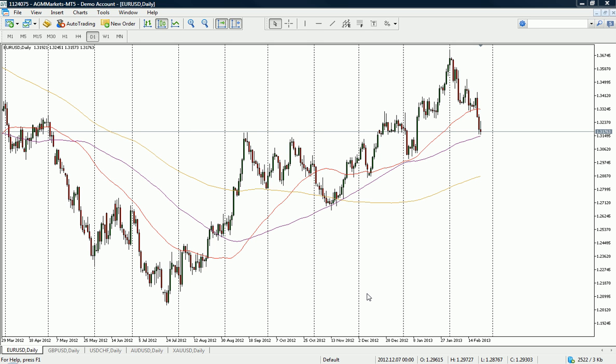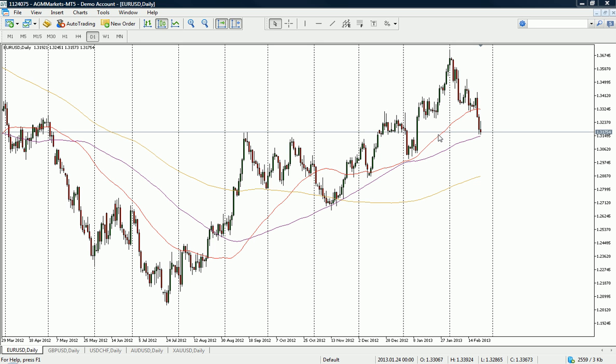What we'll do today is go through the charts. We'll have a look at Euro dollar, cable, dollar Swiss, Aussie dollar and gold. Mainly just going through technical analysis and kind of review what's happened in the week and also look at any potential chart setups that are out there.